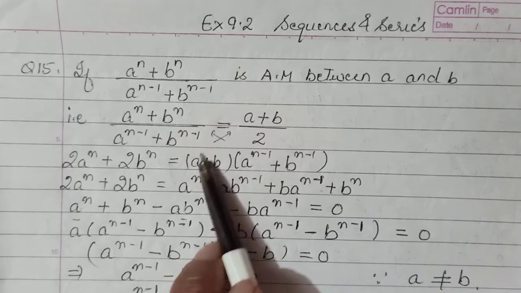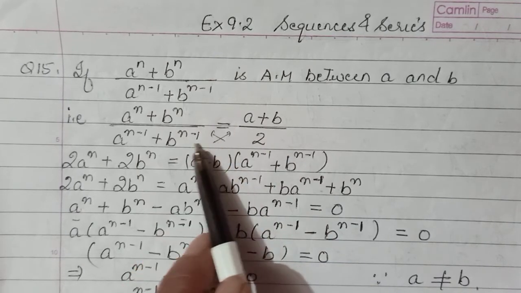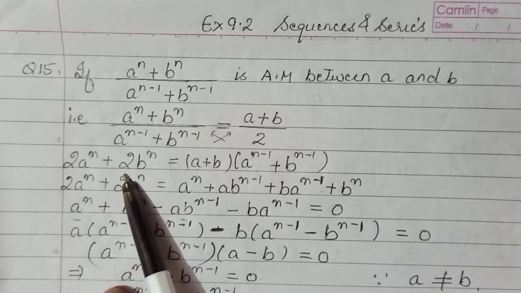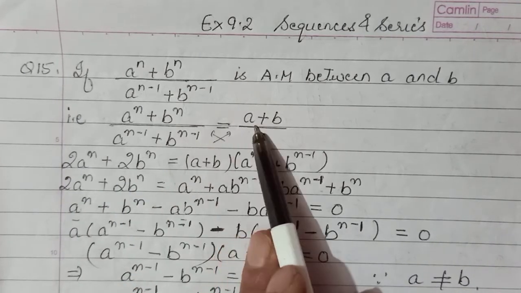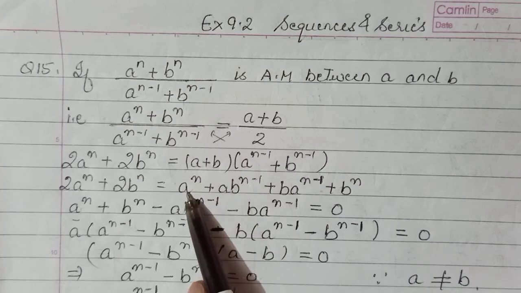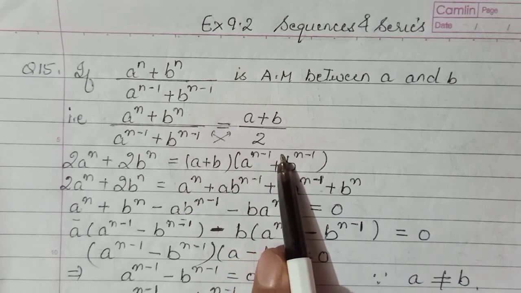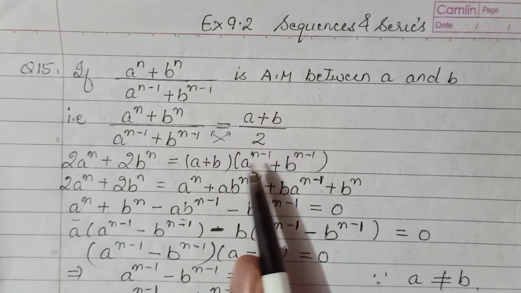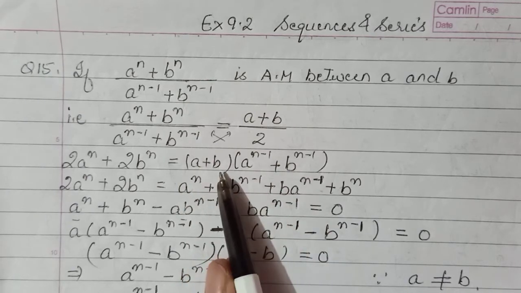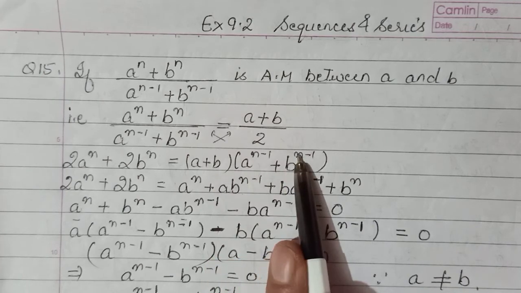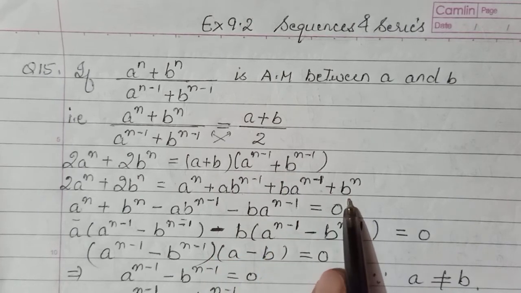Now you simply need to cross multiply and solve this as an equation. Taking this to the other side, this is what you get: 2 times a to the power of n plus 2 times b to the power of n. This one binomial will be multiplied with the other, distributed inside. a multiplied with a to the power of n minus 1 makes it a to the power of n, and then a into b to the power of n minus 1. Now b distributed here, b into a to the power of n minus 1, and b into b to the power of n minus 1, so again that ends up giving you b to the power of n.